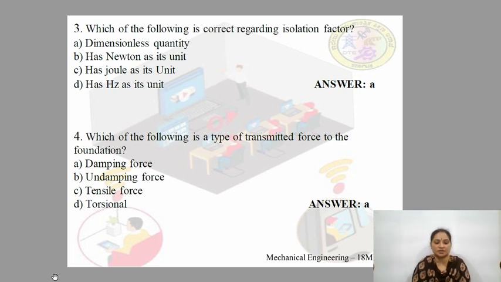Moving on to the next question. Which of the following is a type of transmitted force to the foundation? That is, what will be the nature of force that will be transmitted to the foundation? The different forces given are: A, damping force; B, undamping force; C, tensile force; and D, torsional force. Here we know that when the body is subjected to vibration, the force transmitted to the foundation will be a damping force. Therefore, the right option will be option A, that is damping force.